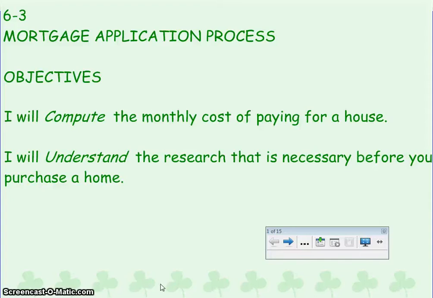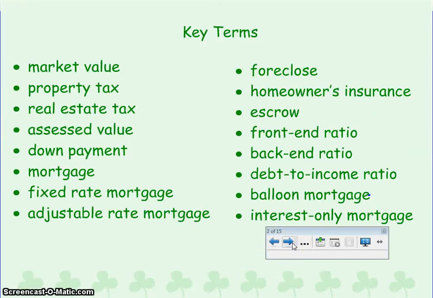All right, let's go ahead and get started with the third chapter in Unit 6, Mortgage Application Process. Our objectives for today: I will compute the monthly cost for paying for a house, and I will understand the research that is necessary before you purchase a home. Here is the vocabulary for this particular unit. Make sure that you've gone through all of the vocabulary before you get started on the video.